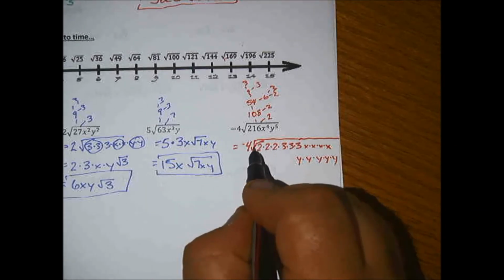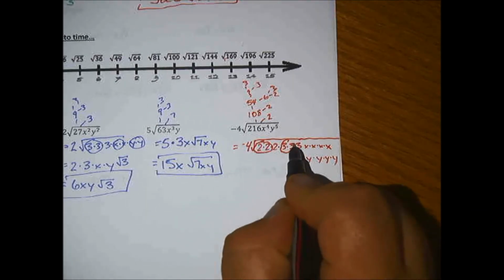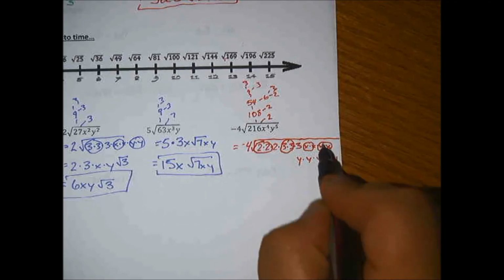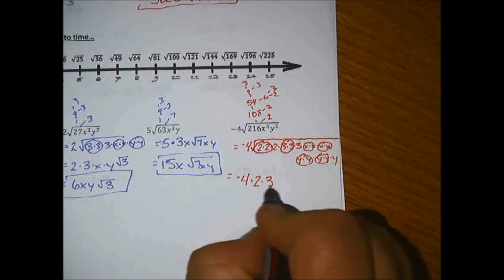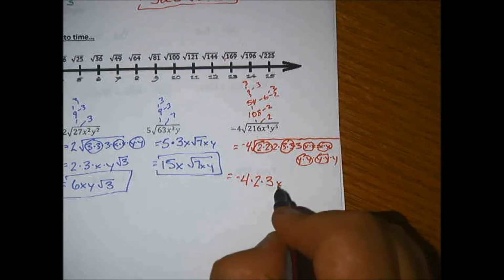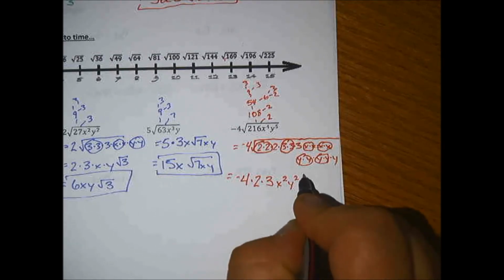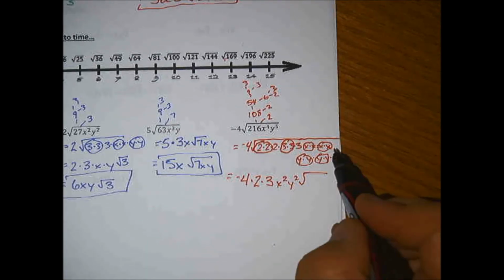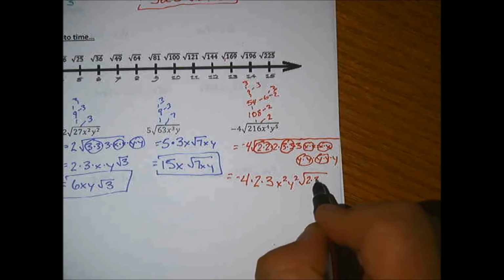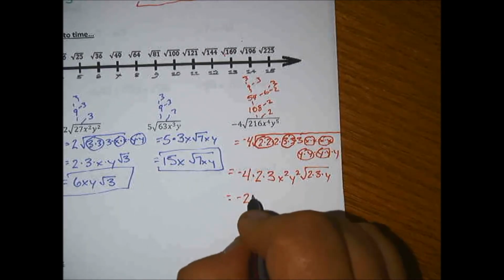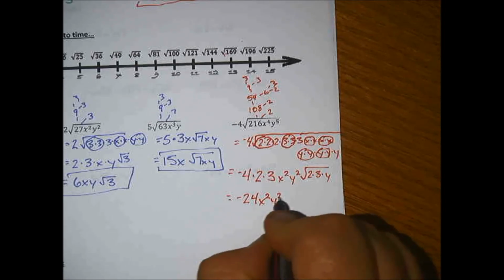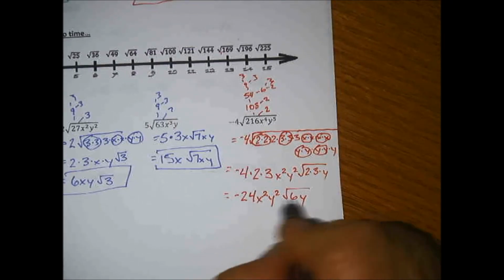Who has exit buddies? Come on, Crush, help me out. There's a pair of x's, pair of x's, pair of y's, pair of y's. And what am I left with? So here we have negative 4 times 2 times 3. And 2 x's, 2 y's. I'm just going to write those x squared, y squared. And then square root, I have a 2, 3, and a y. So 2 times 3 times y. And then all you have to do is simplify what you got. That's going to be a negative 24 x squared y squared, square root 6y.